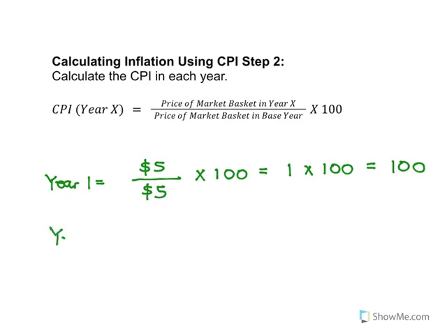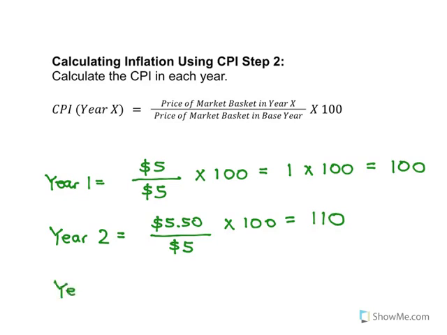Okay, so for year 2 and year 3, we actually have to do the work if we knew that little factoid about the base year. So for year 2, we take the cost of the basket in year 2, which was $5.50. We divide by the cost of the basket in the base year, which was $5. That was year 1. And then we multiply the result by 100. And when we do the math there, we get a CPI of 110. And then finally, for year 3, what we do is we take, okay, the cost of the market basket in year 3, which was $6.75.